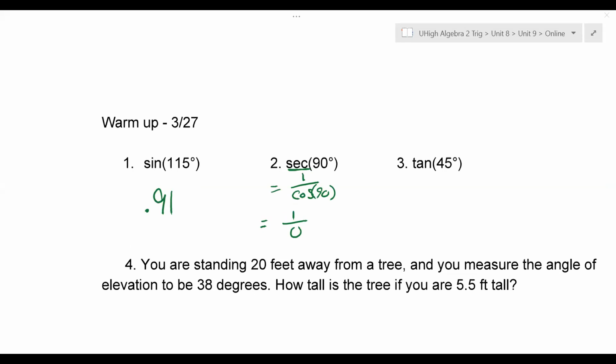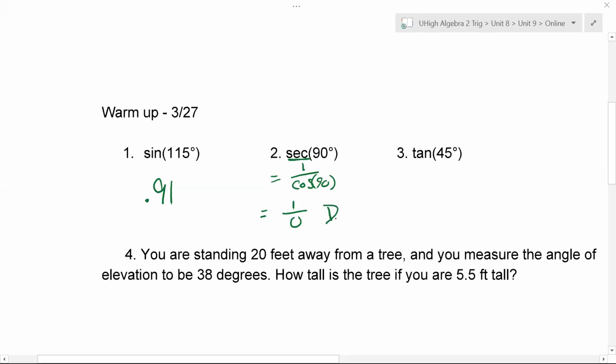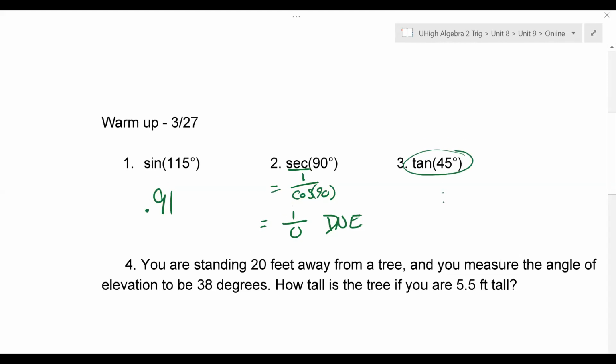Well, looking here, I can't divide by 0. So I'm going to get an answer that this does not exist. You would get an error in your calculator. This one does not exist because we'll end up dividing by 0. This next one, the tangent of 45 degrees. This was actually one that we did in our note packet when we were looking at our special right triangles. This one is 1.